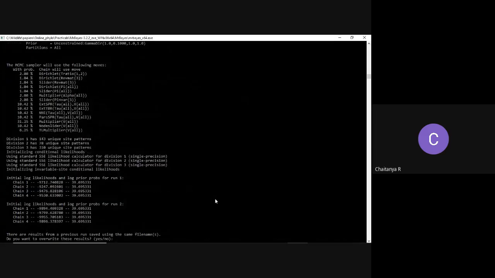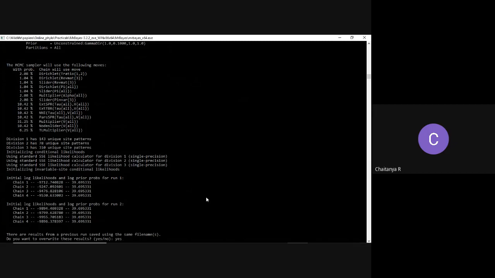It gives you a whole bunch of stuff, initial log likelihoods, log priors, and all that. So you can take a look at all this from the log. And now it's asking me if I want to override the results. Someone is unmuted, and there is an earthquake happening. Thanks. Okay, so do I want to override the results? Yes, let me just override.